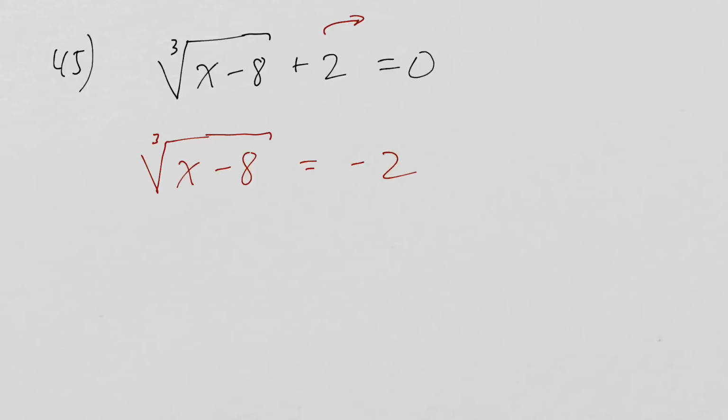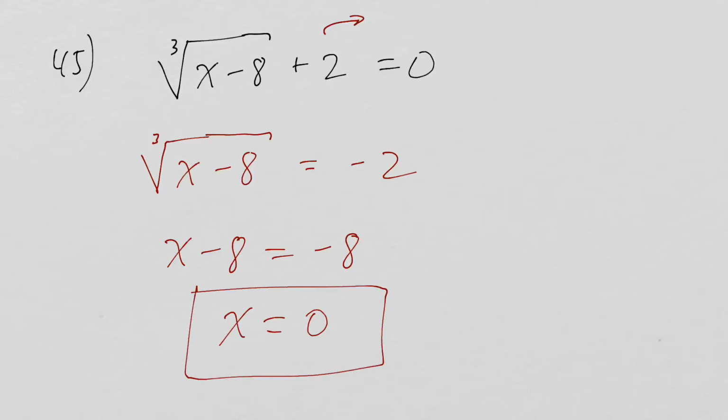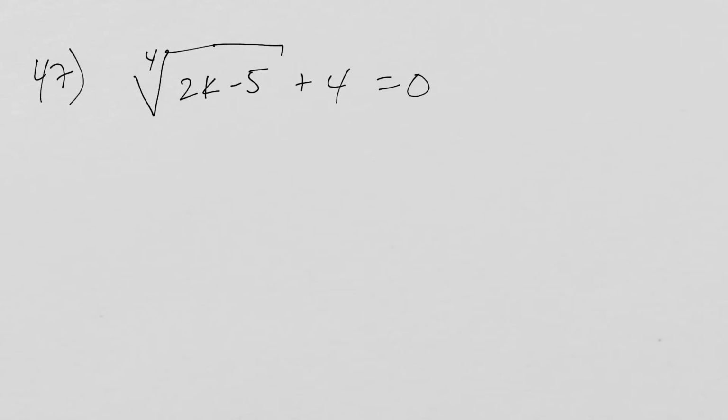So now I'm going to cube each side. When I cube the left, I get x minus 8. When I cube the right, I get negative 8. And I'm going to add 8 to each side, so x is equal to 0, and I don't have to worry about extraneous solutions.